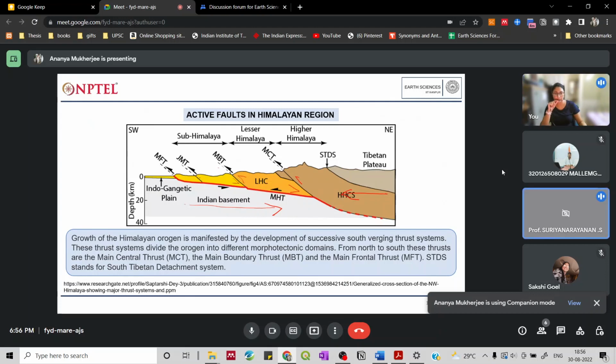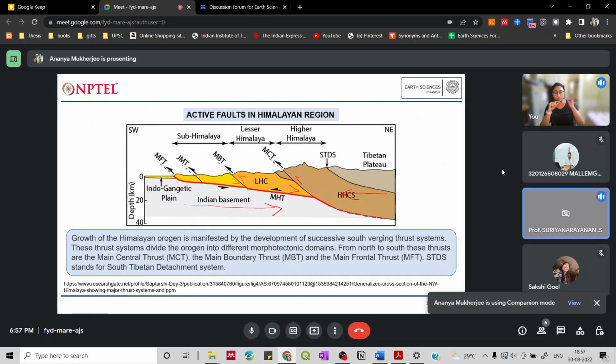Because of the deformation, the movements along all these thrust planes, the fault planes, we still get seismic activities which lead to earthquakes and then landslides in the Himalayan region. You can see that these thrusts are dividing different kinds of areas within the Himalayas. We have the Sub Himalayas, towards the plains of India, then the Lesser Himalayas, then the Higher Himalayas.